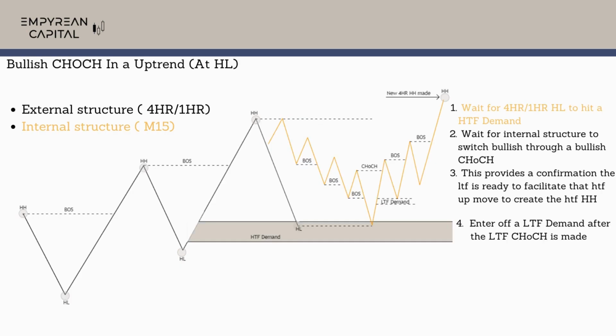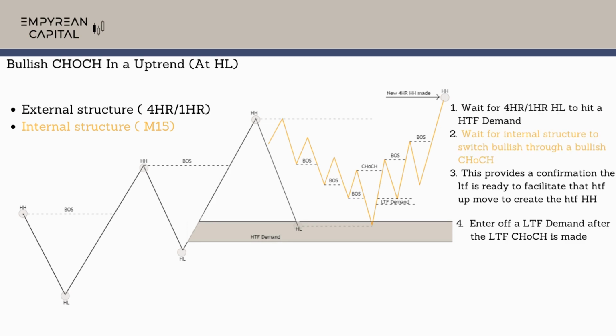So again, now let's imagine we are in an uptrending market. Again, guys, the same concept. Let's imagine that this is our higher time frame structure. And let's imagine that this higher time frame structure, which is our 4-hour or our 1-hour structure, is at a higher low right now in this uptrending market. Again, as I said, we know that eventually price needs to go up to create that new higher high. But how do we know when that will occur? We know that will occur once the external structure, which is the 4-hour or the 1-hour structure, hits a higher time frame demand, right?